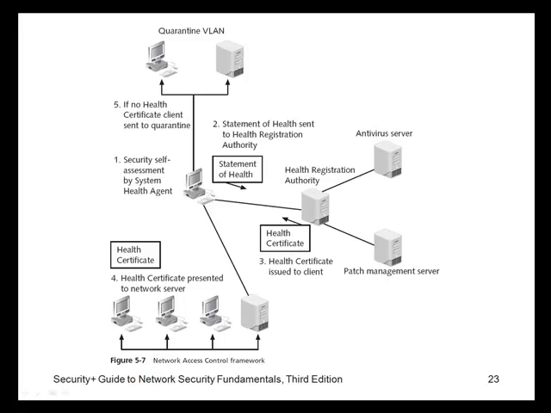This is the 1, 2, 3, 4 security self-assessment by the health security agent. So what we're trying to do is get onto the system. It goes to the health registration authority with a statement of health. The statement of health is sent to the health registration authority: do I have all of these things? If we're cleared, we get the health certificate, present the health certificate down here to the network server on the network we're trying to get on, and yes, we're on the network. If we don't get the clearance, then no health certificate, and you're sent to the quarantine VLAN. You get an IP address in the quarantine area.